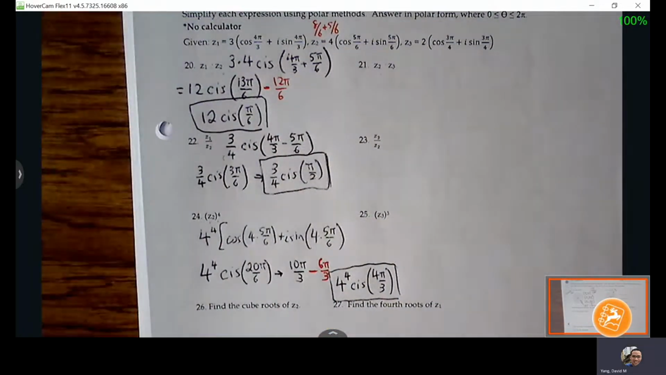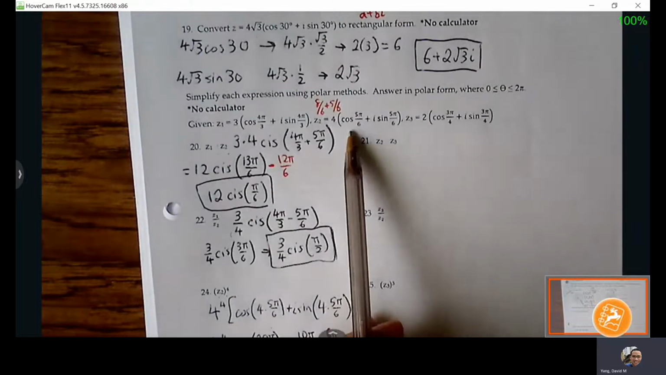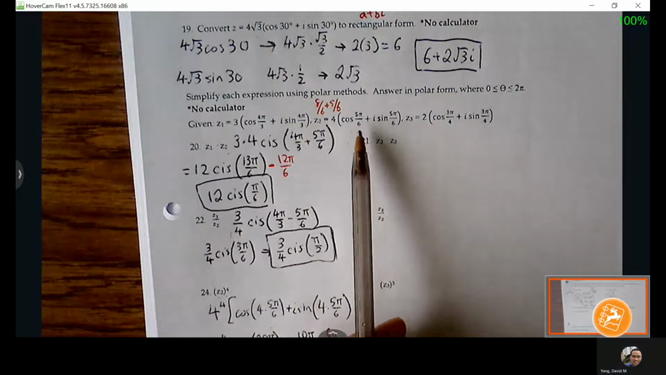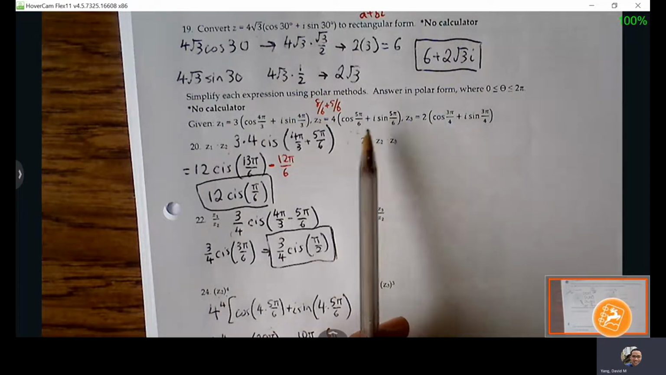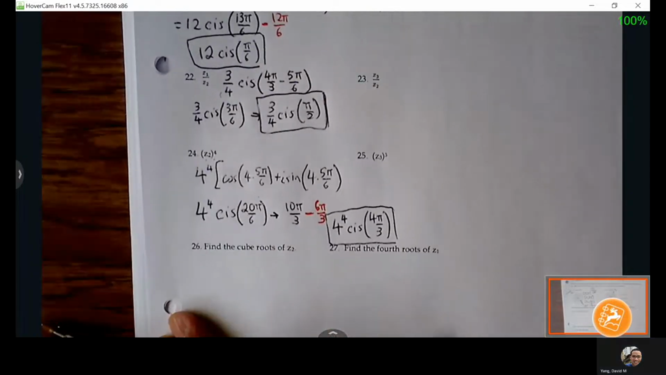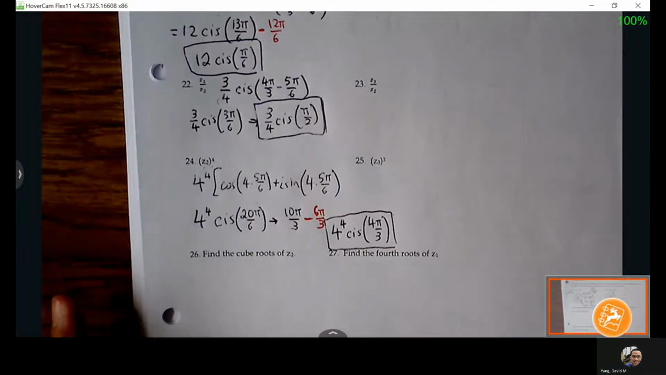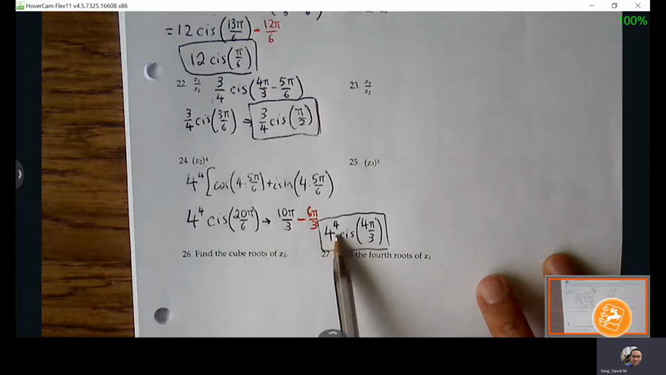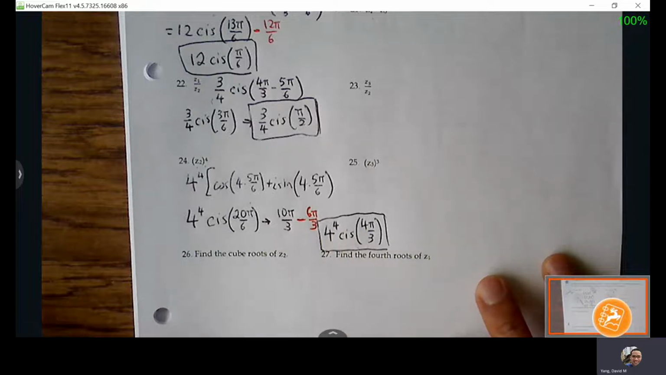Wait, so where did you get 5 pi over 6? Oh, 5 pi over 6 was from Z2 from above. Oh, sorry, from Z2 here. Okay. We can leave it just with that exponent. Yeah, leave that 4 to the 4. You don't have to work that out.